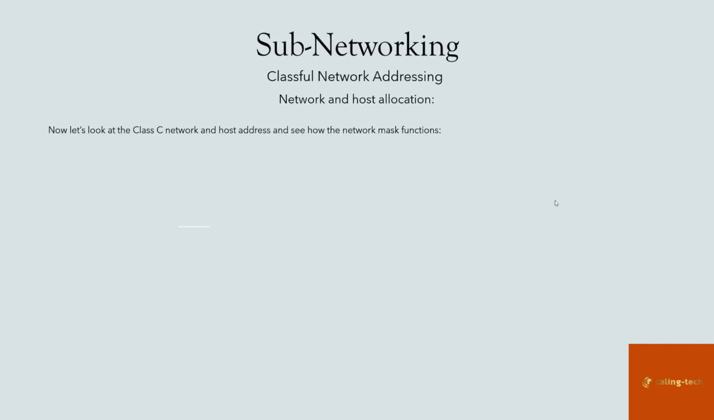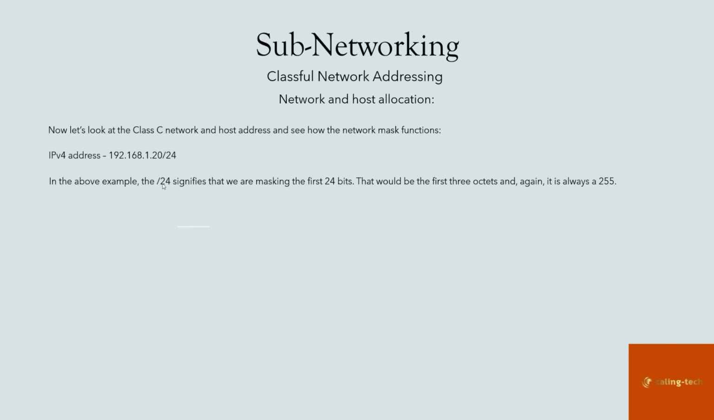Now let's take a look at the Class C network and host addresses and see how the network mask functions. So we're going to take the IPv4 address of 192.168.1.20 with a /24. In the above example, the /24 signifies that we are masking the first 24 bits. That would be the first 3 octets, and again, it's always a 255.